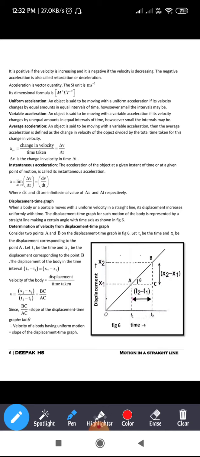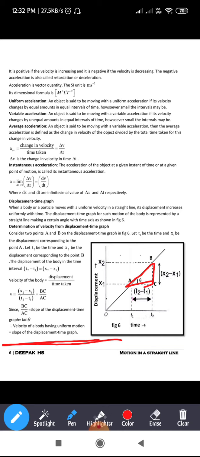Tan theta is equal to opposite by adjacent, right? So opposite is BC, and adjacent is nothing but AC. So hence the slope of a displacement time graph gives the velocity of a body having uniform motion. So that is what they have given here. Therefore, the velocity of a body having uniform motion is equal to the slope of the displacement time graph.